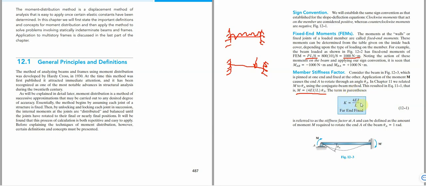This particular K value is known as the stiffness factor, and it is defined as the amount of moment that is required to rotate this end A at, let me say, 1 radian. That's the stiffness factor here. As you can see, the stiffness factor at A can be defined as the amount of moment required to rotate the end A of the beam at 1 radian.